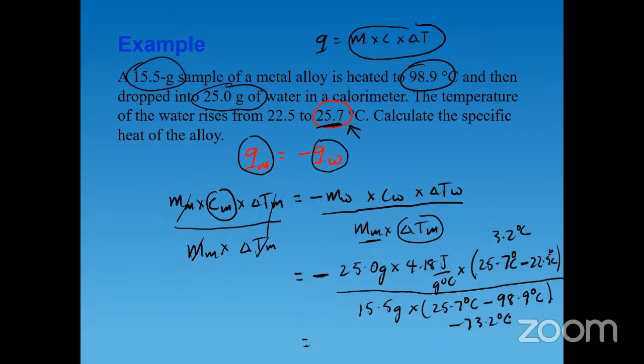And then you do the rest. So let me do that right now. 25 times 4.18 times 3.2, and then divide that by 15.5 divided by minus 73.2. And because of this minus sign here, the final answer would be positive. And according to my calculation, it works out to be 0.21. And in terms of the units, the grams will cancel out here and here. Degrees Celsius will cancel out here and here. So the only unit remaining would be joules per gram degree Celsius. And that's it. And that's how you do that. All right.